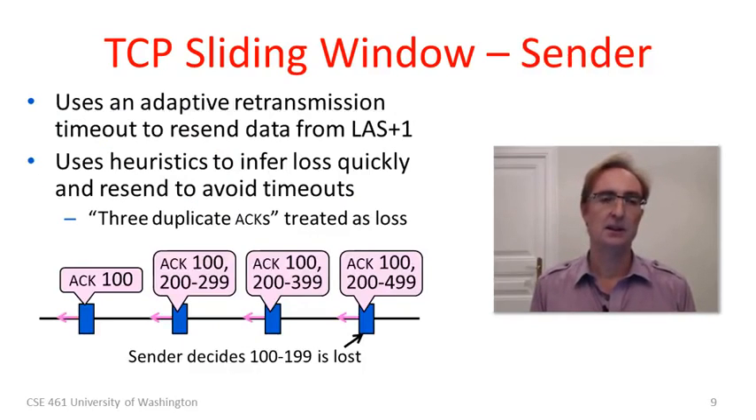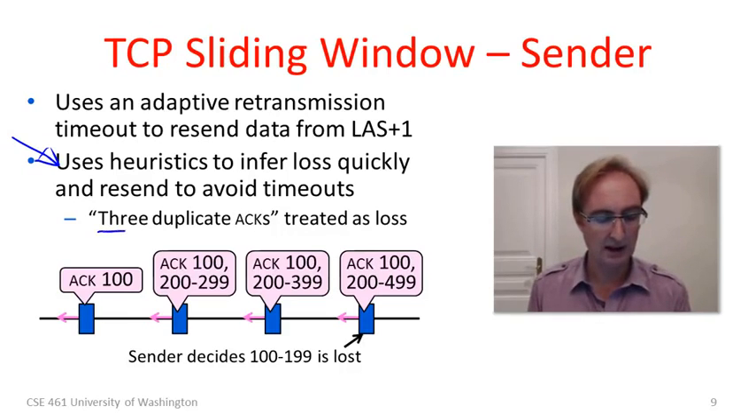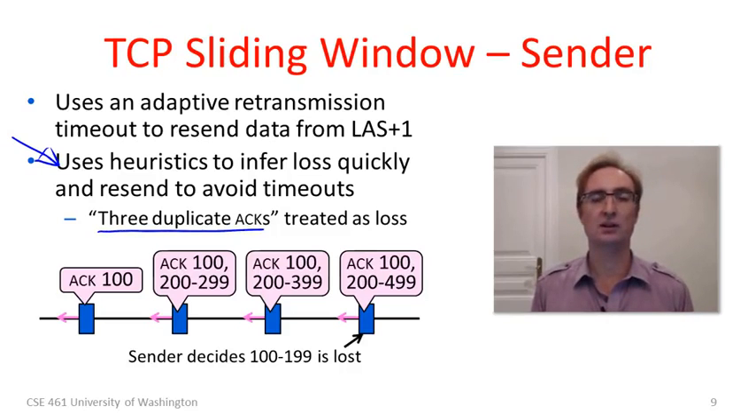At the sender, TCP uses an adaptive timeout strategy, with retransmissions based on this adaptive timeout, to resend the data. When that timeout goes off, it resends from the highest acknowledgement number, the next expected byte, onwards. However, and this is the clever bit for TCP, TCP uses a variety of heuristics to infer loss quickly so that it can resend the data and avoid these timeouts. It does that by using information in the ACK stream. There is a 3 duplicate ACKs rule of thumb that's used to find loss.